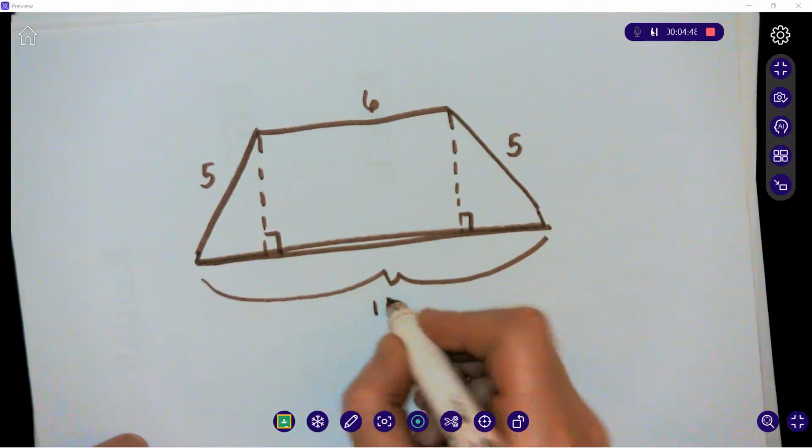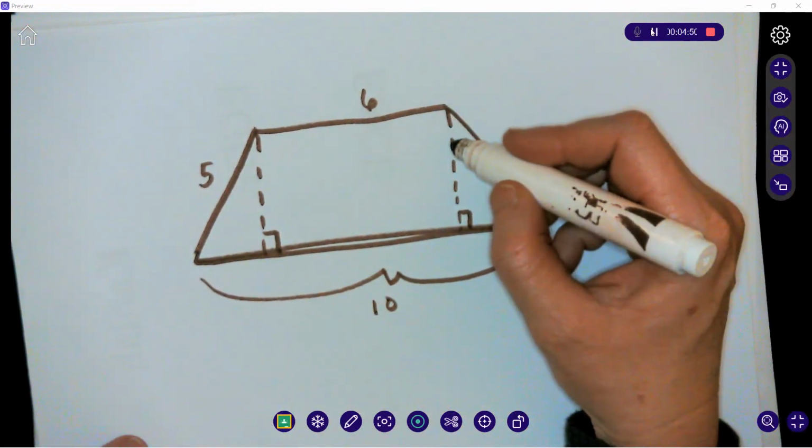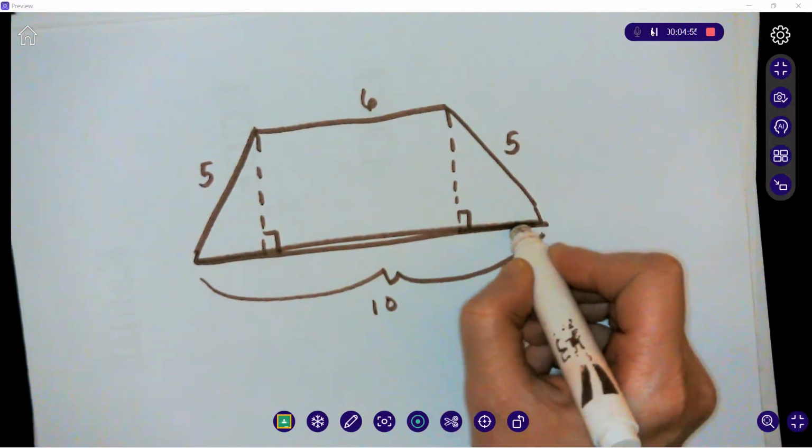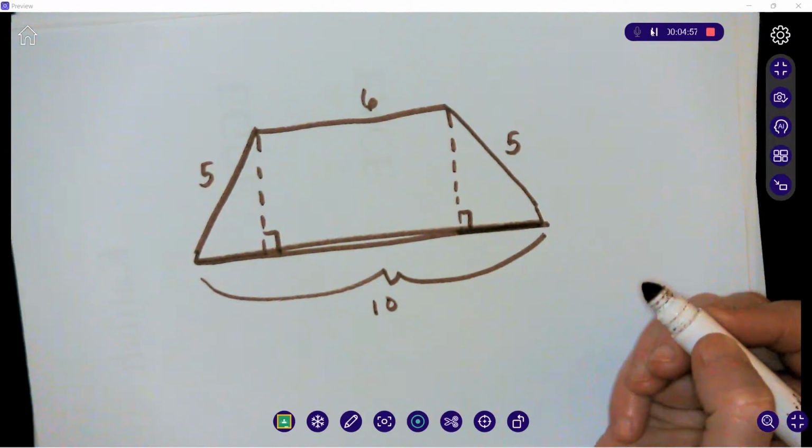This is 10. Okay. So to be able to figure out the height, we can use the Pythagorean theorem, but we need to know this length right here in order to use the Pythagorean theorem. But we can figure it out.